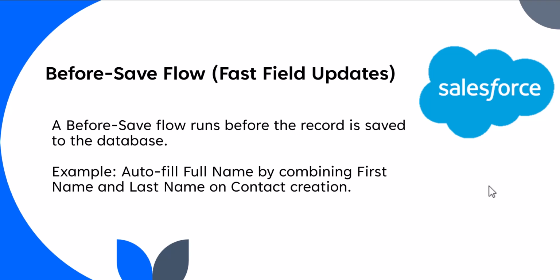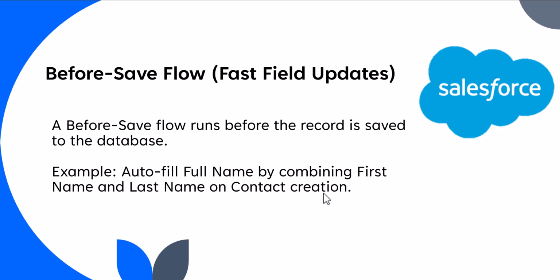So in Salesforce, a record trigger flow is an automation that runs automatically when a record is created, updated or deleted. There are two types in this record trigger flow, that is before save, that is fast field updates, and the next one is after save. In before save, the flow runs before the record is saved to the database, and here I have also mentioned an example for which we are going to create a record trigger flow, that is auto-filling full name by combining first name and last name in the contact creation.